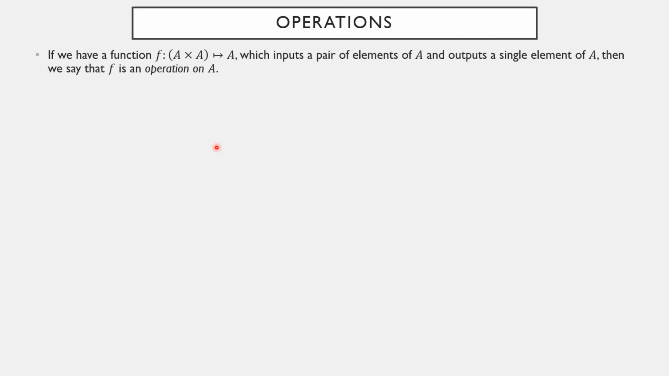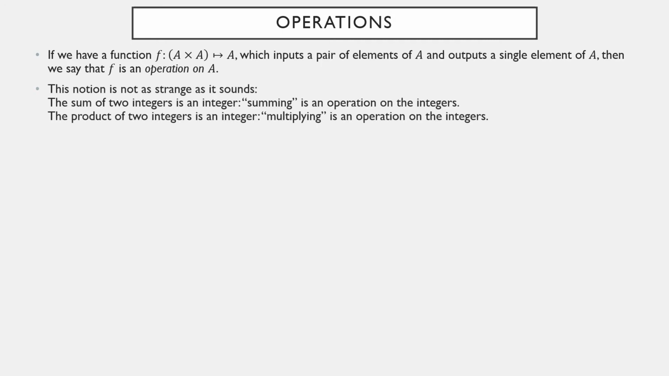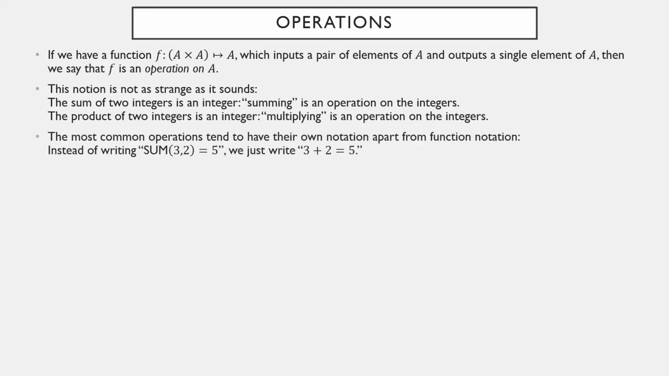Well, what are operations? Suppose I have a function that takes ordered pairs of the same set and outputs a single element of the same set. That's called an operation. Now that sounds very strange, but believe me, you've done it many times. For example, summation and products of integers are operations. Now when I have a common operation like summing or multiplication, we tend not to use function notation.